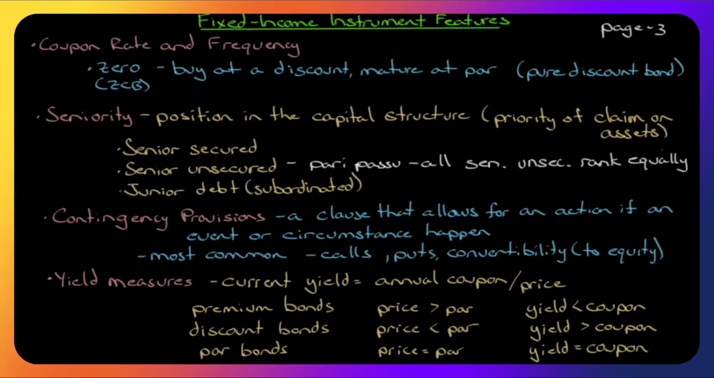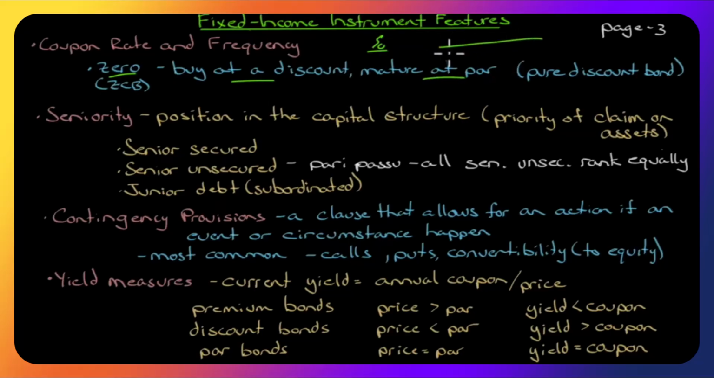Some bonds do not have a coupon rate and frequency. Some are just called zero coupon bonds. In other words, their coupon rate is 0%. So they issue a bond with 0% coupon. You simply buy the bond at a discount. It matures at par.